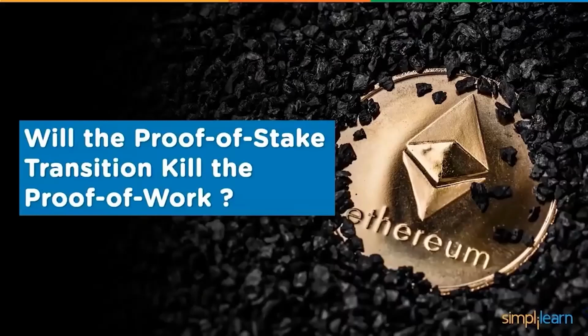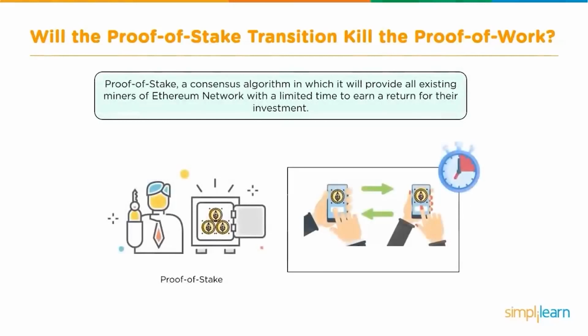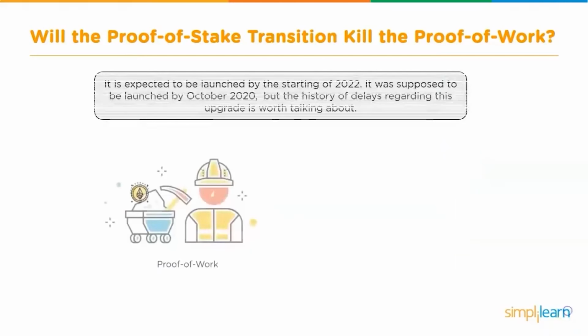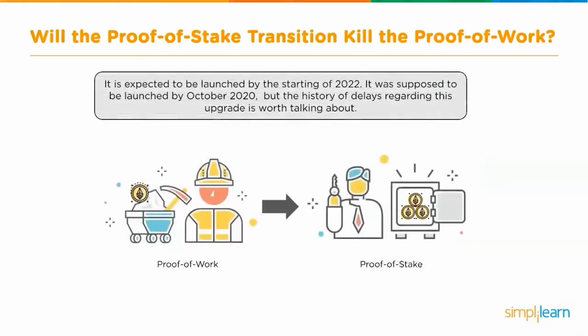Now let's explore whether the proof of stake transition will fail proof of work. The newly introduced concept of Ethereum 2.0 roadmaps plans to upgrade to a proof of stake consensus algorithm, which will provide all existing miners of the Ethereum network with a limited time to earn a return for their investment. This is expected to be launched by the end of 2021 or the starting of 2022.